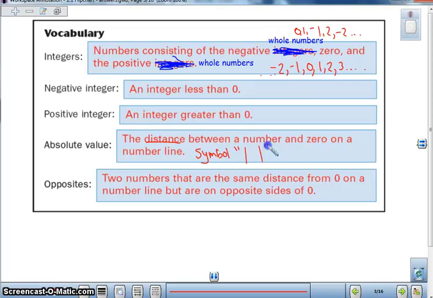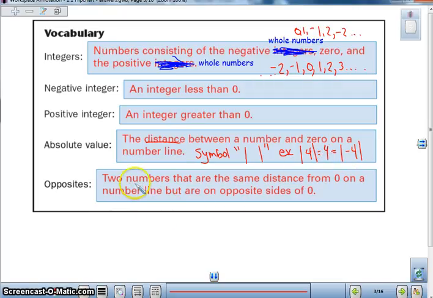When we read those two straight lines, we read them as the absolute value. So an example is, we are looking at the absolute value of 4 and the absolute value of -4. What's nice about both of these is that they are both equal to 4, because they are both 4 units away from 0.